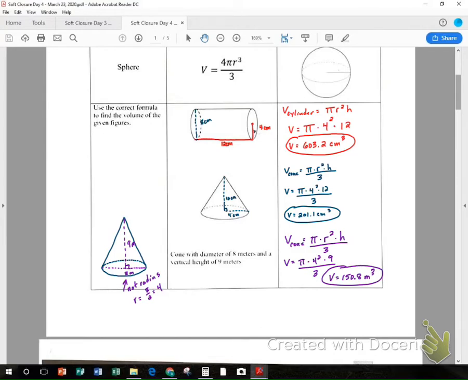Hey, now here's the deal. I know some of you are thinking, is the radius always 4? No, the radius isn't always 4. It just happened to be on those 3 problems. Okay? All right.